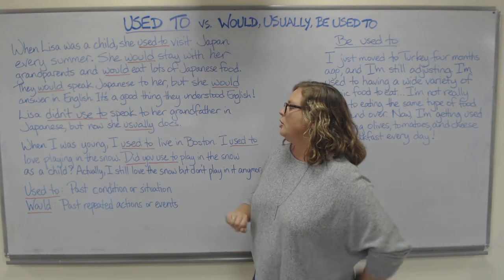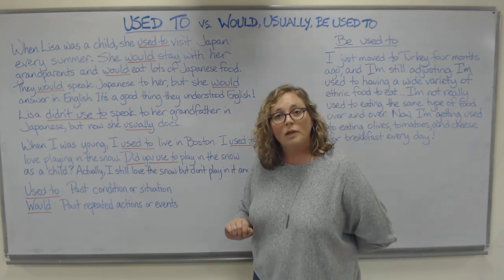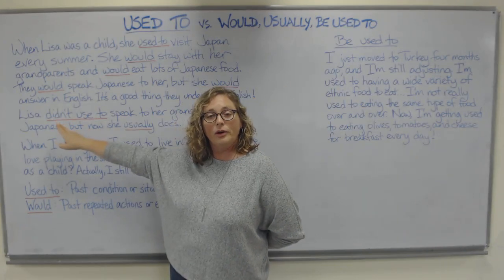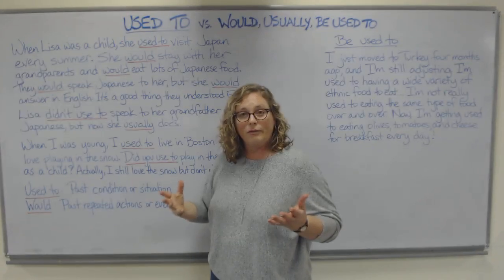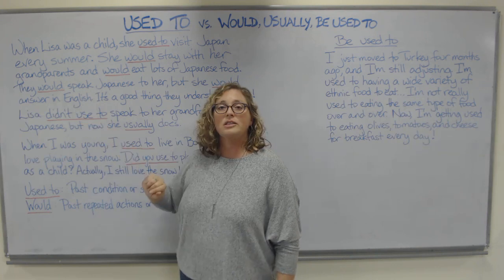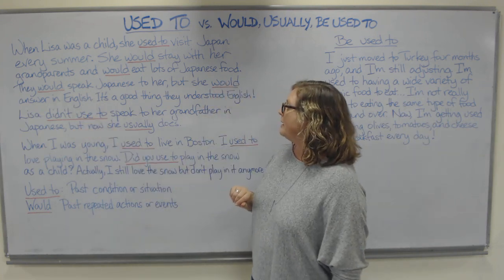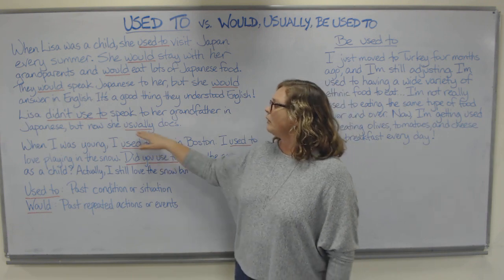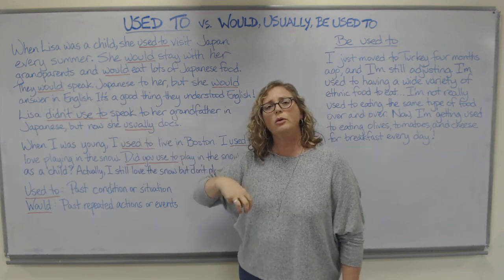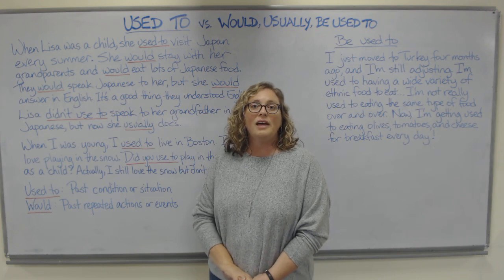Lisa didn't used to speak to her grandfather in Japanese, but now she usually does. Negative form, like every other simple past negative for regular verbs, didn't plus the base form, so no D here. Didn't used to speak to her grandfather. When you're using present time here, we're going to bring in the usually. Can't say used to, so now she usually does.